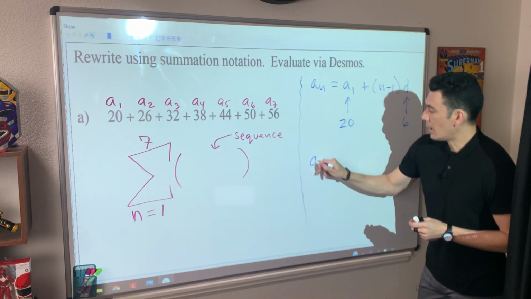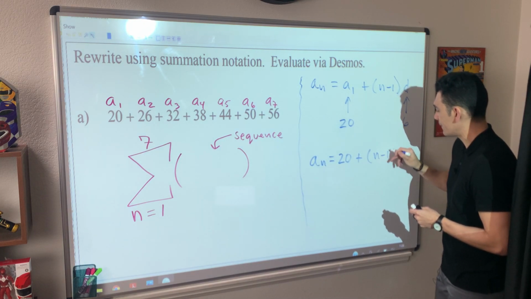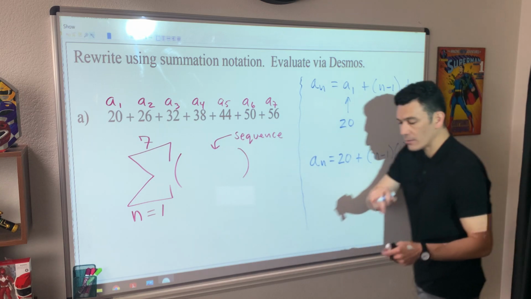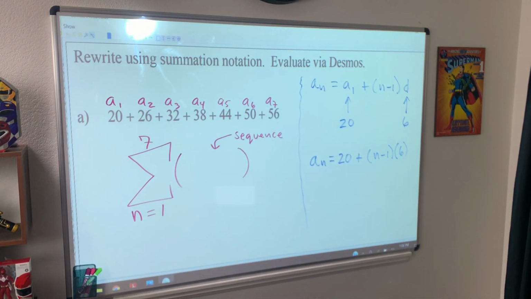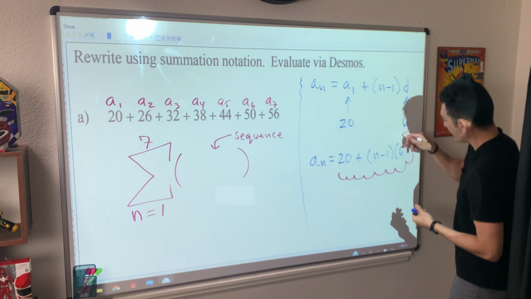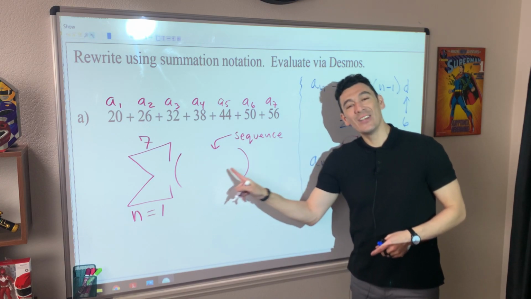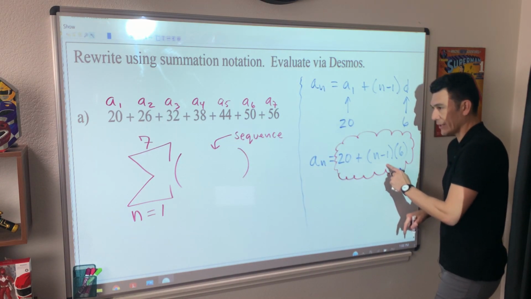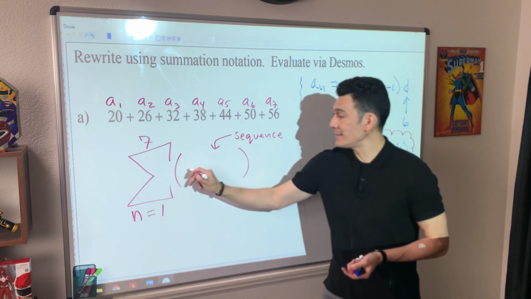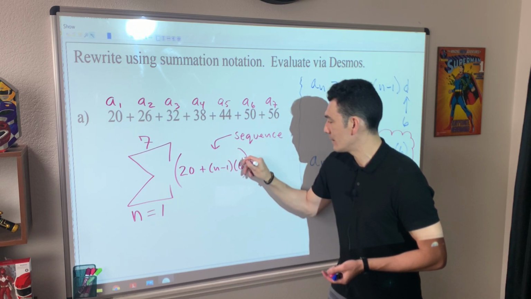So really, our sequence has been activated. And here is what our sequence looks like. Isn't that right? We have a1 plus n minus 1 times d. So what I'd have you guys do is take this pink, purple, maroon bubble, and the content within is what belongs in the parentheses. So copy and paste this material in here. So that says 20 plus n minus 1 times 6.